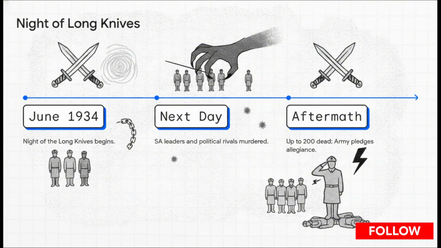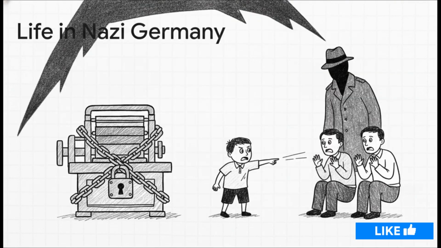He had his own SA officers rounded up and murdered. He also used the utter chaos to brutally settle personal scores with past political opponents and even reporters. Up to 200 people were dead by the end of the week. Satisfied by this show of force, the regular army officially pledged total allegiance to their new dictator. The result of these laws was an unimaginable nightmare. Life in Germany changed violently and permanently.